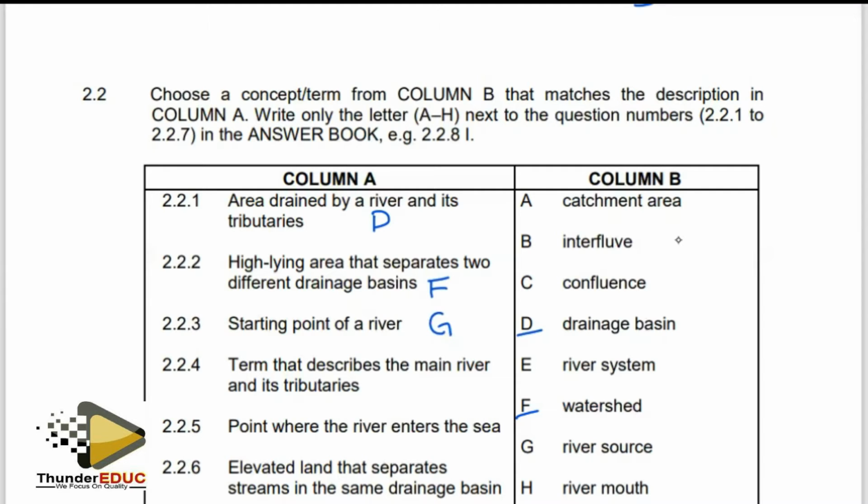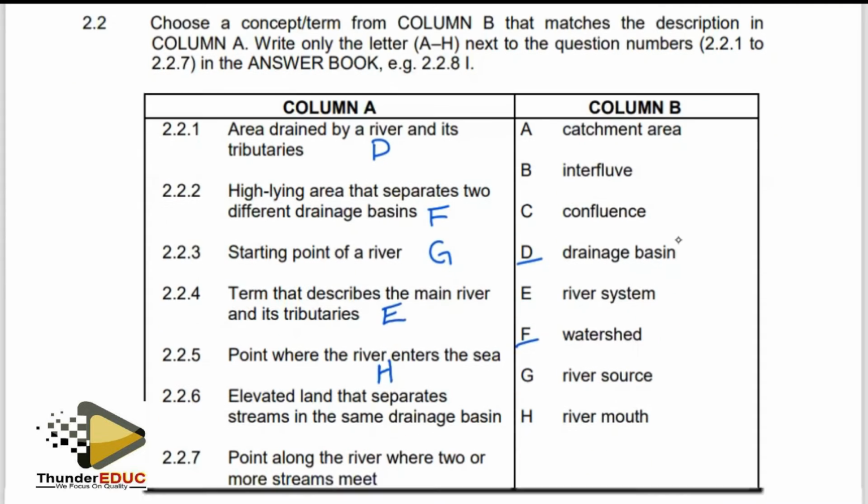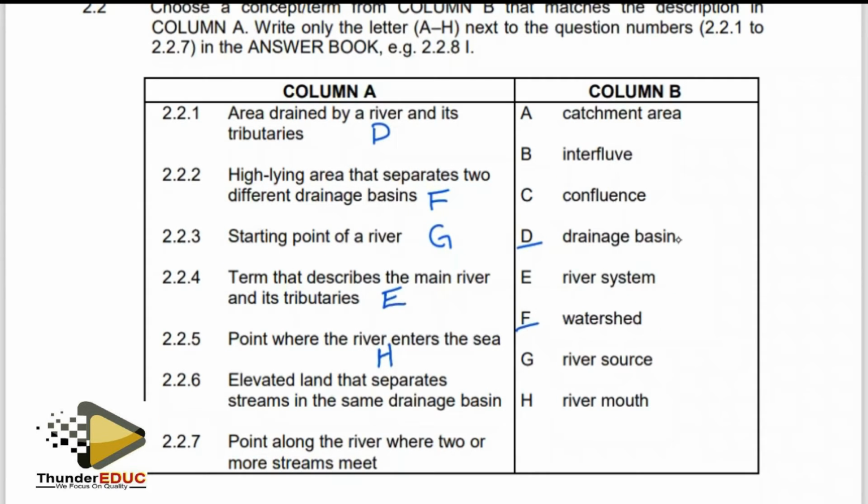2.2.4, term that describes the main river and its tributaries, that will be E, the river system. Point where the river enters the sea, that will be the river mouth, which is H. Elevated land that separates streams in the same drainage basin, that will be an interflow, which is B. Point along the river where two or more streams meet, that will be C, the confluence.